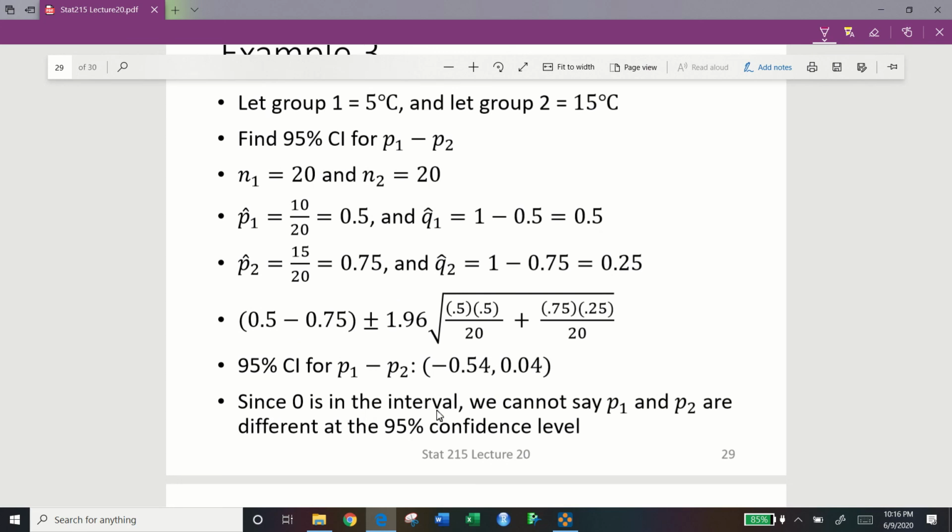negative 54% to 4%. Just as when we were comparing the confidence intervals for two means, if 0 is in the interval, that means we cannot say there is a significant difference between our two populations. So in this case, 0 is in the interval, so we cannot say that P1 and P2 are different at the 95% confidence level.